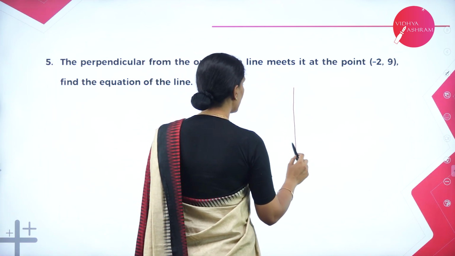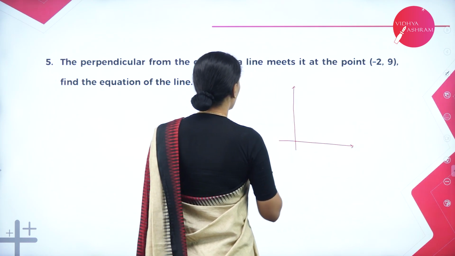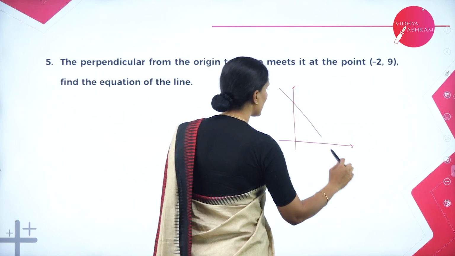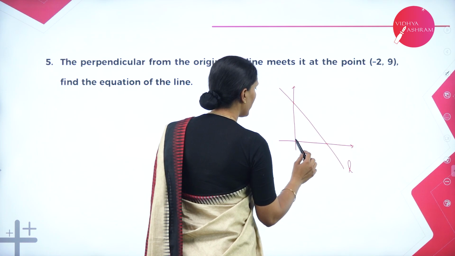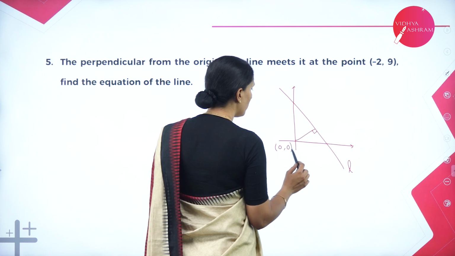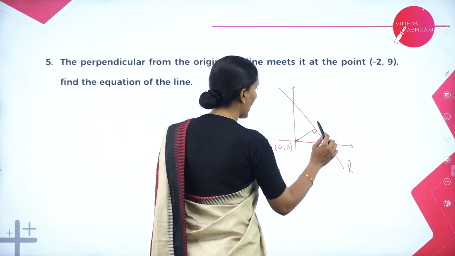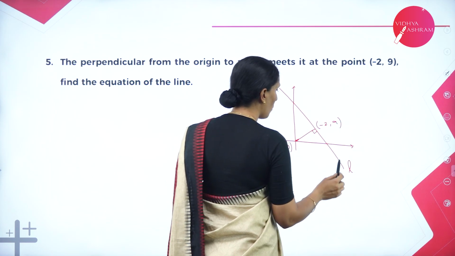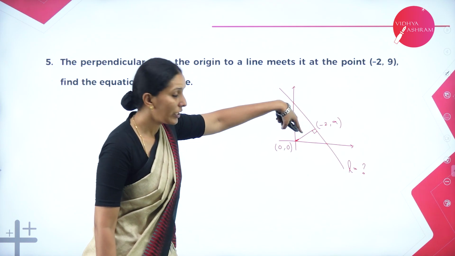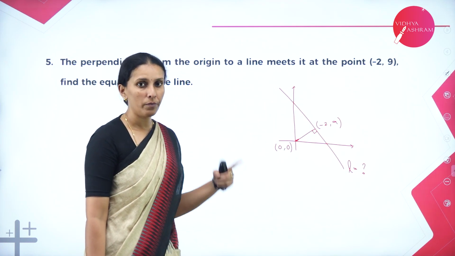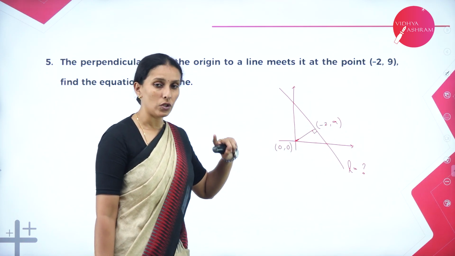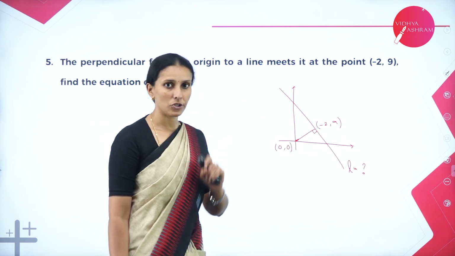So this is our x and y axis. So the perpendicular from the origin to a line. Let me consider this as some line L. So we have a perpendicular here. Origin means this point is 0, 0. So this perpendicular meets the line at the point minus 2, 9. So what is the equation of this line? Now since these two lines are perpendicular to each other, using the concept of slope we can find the slope. And line L is passing through minus 2, 9. So therefore, using point slope form, we can find the equation of the line.